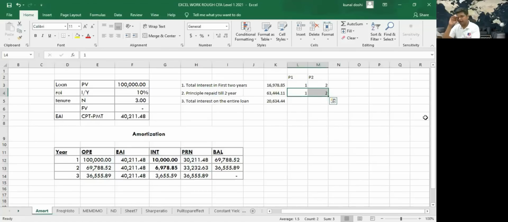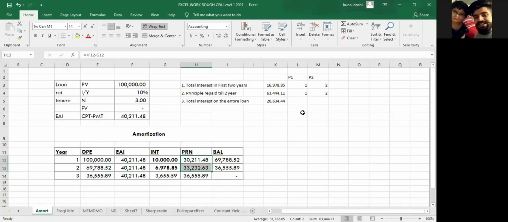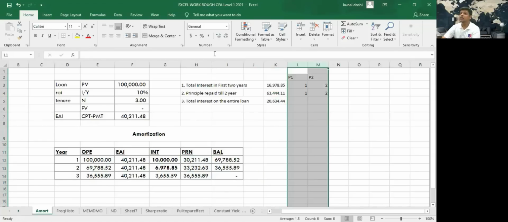Are you getting it? Everyone getting this answer? The principal repaid must be the total principal repaid for the first 2 years. So you must have got 63,444.11. Everyone. Yes, sir. Then you again press the down arrow key. You'll get interest component for both the years, which will be 16,978. In this way, you can find for any particular period.